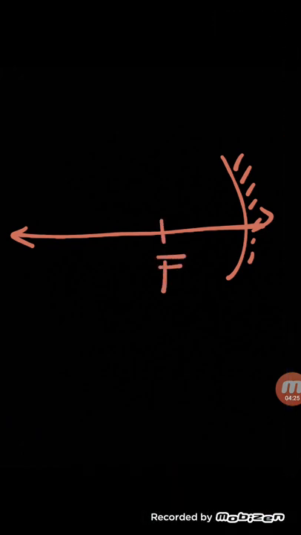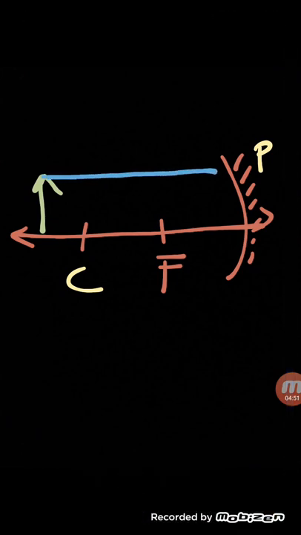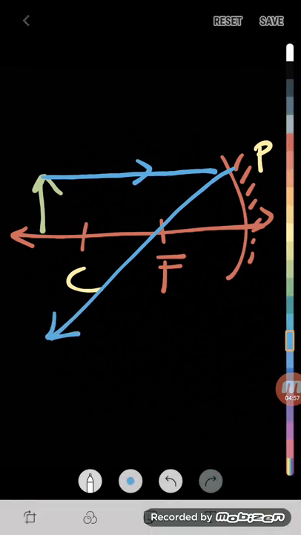Second case: suppose this is our mirror, this is the focus, this is our center of curvature. I'm sorry, center of curvature. This is our pole. If the object is placed just beyond the center of curvature, we'll have this ray parallel to the principal axis. After getting reflected, it will go through the focus, right?